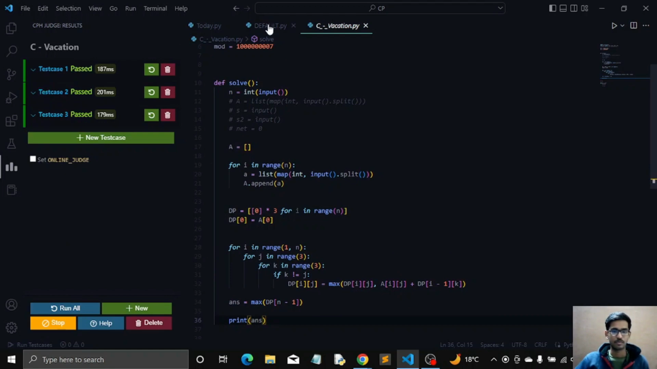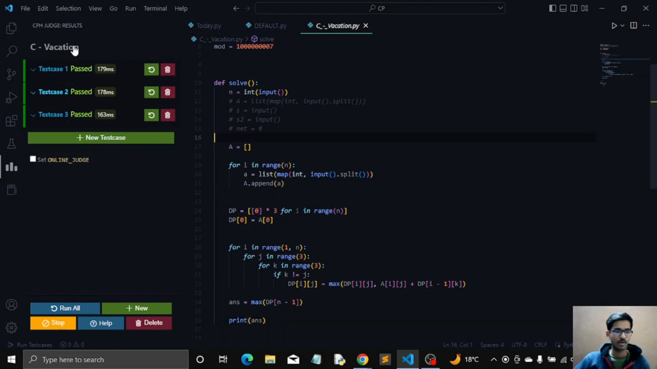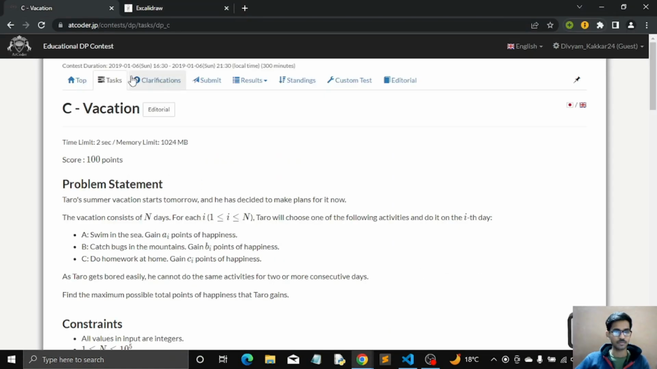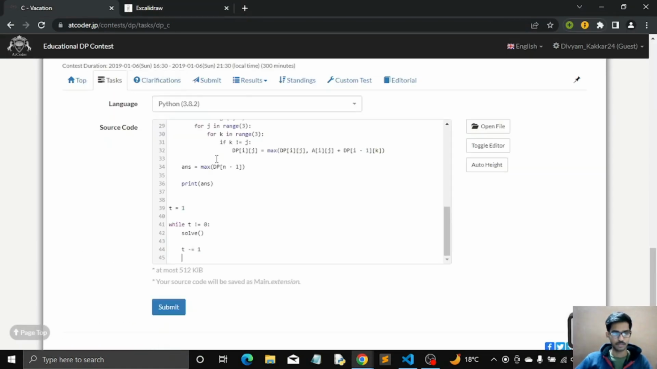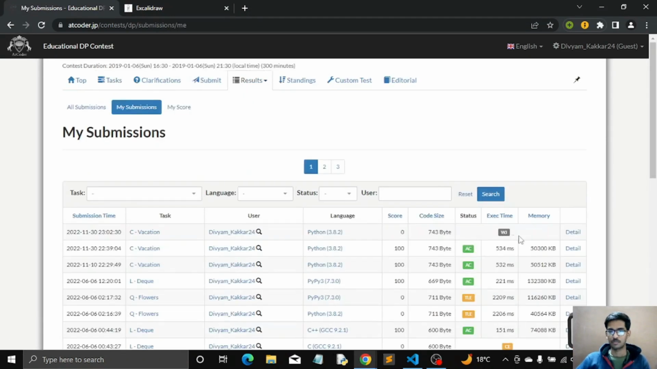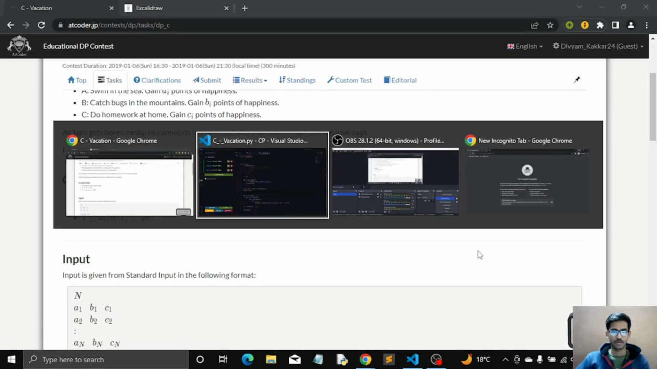So if I run this code, then all the test cases are passed, and if I submit the same code, let's wait for the result. So as you can see, our code got accepted. So this was the approach to solve this problem, and I hope it was clear. Thank you.